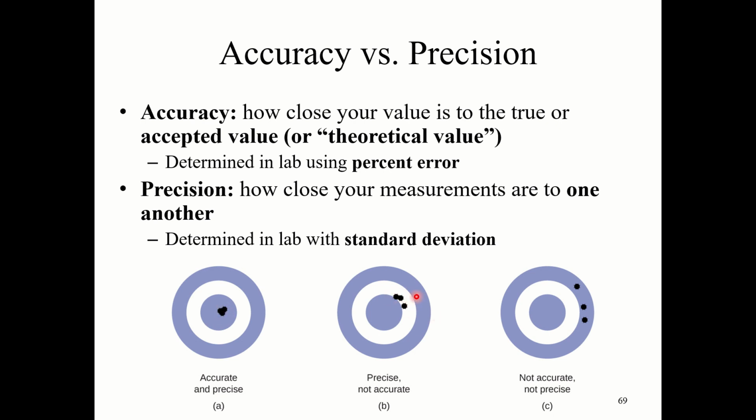Here, this would be an example of being precise but not accurate. We are pretty far off from the center, or we are pretty far off from the true value, so we are not accurate, but all three are very close to one another, so this is precise. Here, this would be an example of being both not accurate and not precise.